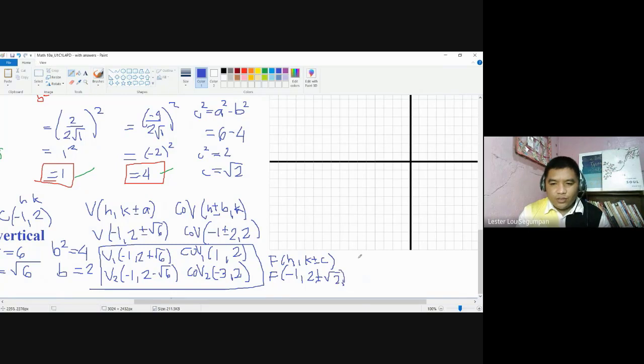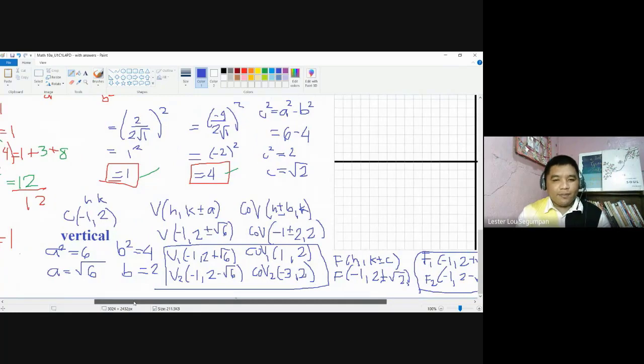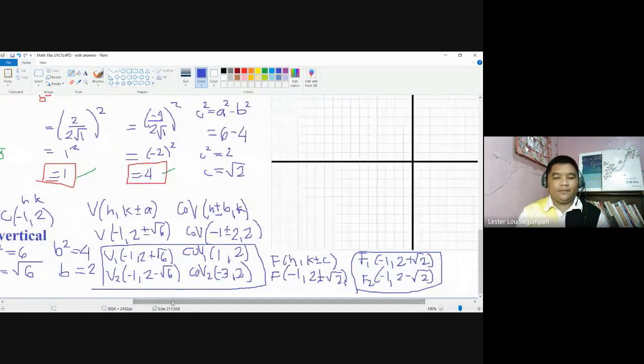So the first focus is at (-1, 2 + √2). And the second focus is at (-1, 2 - √2). We have ready our foci, our co-vertices, our vertices, and the center. Let's plot them in this Cartesian plane.